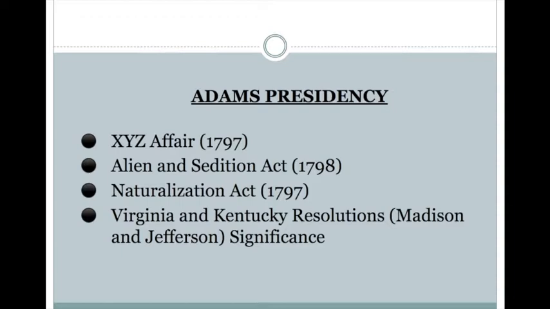The Virginia and Kentucky Resolutions were brought forth by Jefferson and Madison. And those resolutions said that the Sedition Act was unconstitutional and a violation of the First Amendment. But no other state adopted them. And of course, the resolutions were correct. They were a violation of the First Amendment.